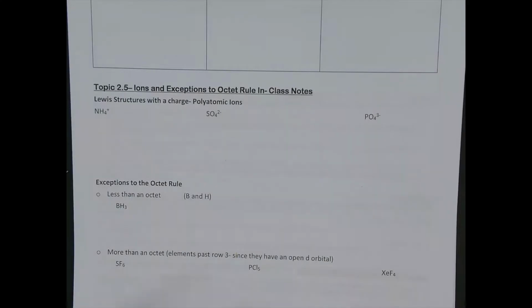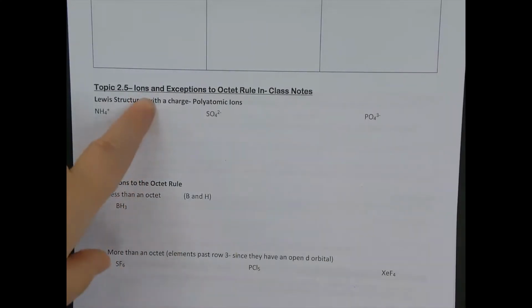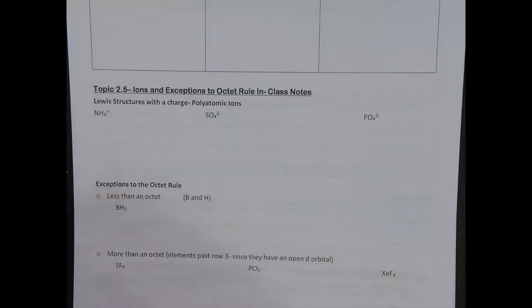All right, so we are going to take a look at ions. How do we draw the dot structure for an ion? What does it change about our method? And exceptions to our octet rule. So we're going to do both of those things.